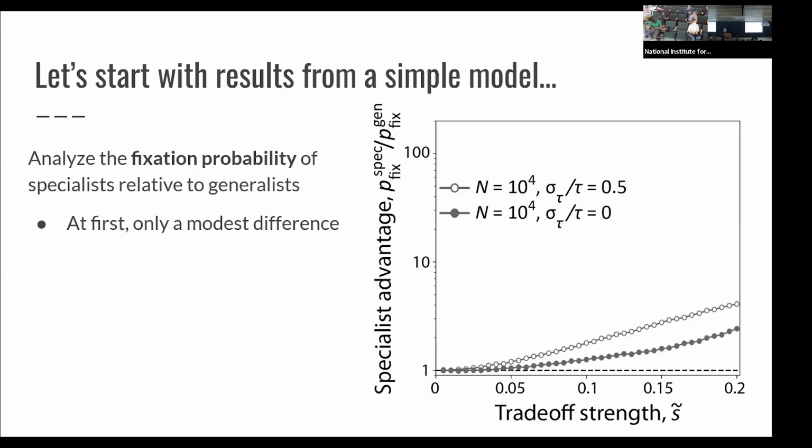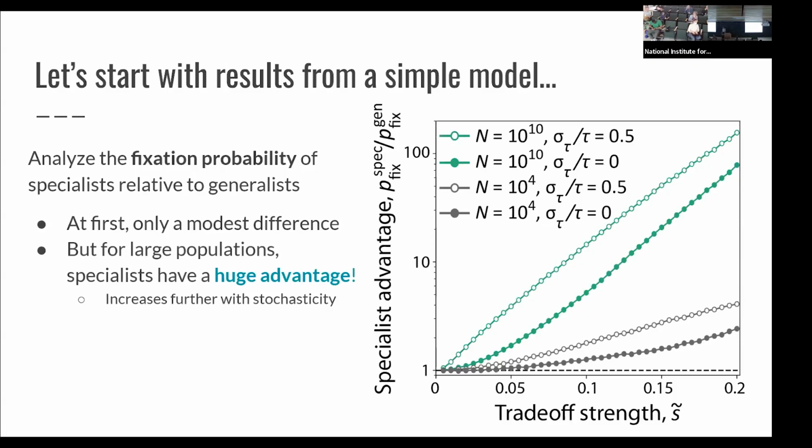And for small population sizes, I would call this pretty close to 1. Maybe there's a factor of 2 or 3 difference, but it looks like average fitness seems to be an important determinant here, and whether you have trade-offs doesn't matter a lot. But then I'm going to crank up the population size from 10 to the 4 to 10 to the 10, and now something interesting happens. The specialist advantage skyrockets to the point that specialist mutations are 10 times or 100 times more likely to reach fixation than generalists.